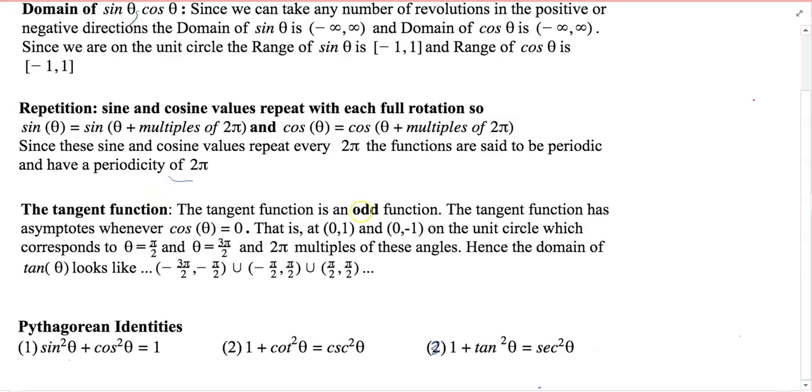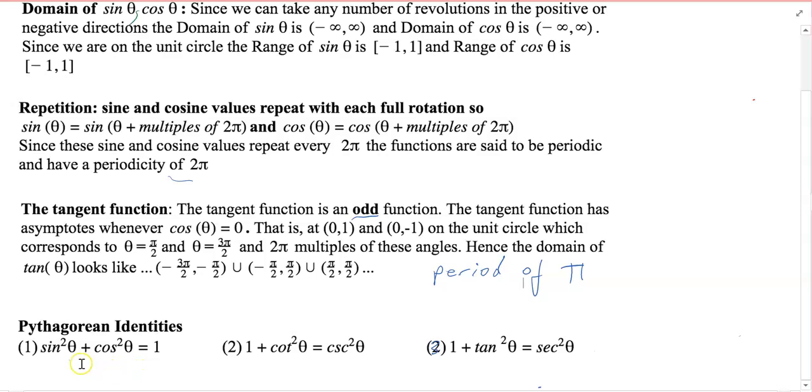The tangent function is an odd function. It has asymptotes where cosine of theta is equal to 0. And the domain will look like negative 3 pi over 2 to negative pi over 2, union negative pi over 2 to pi over 2. It has a period of pi, so it repeats every pi.